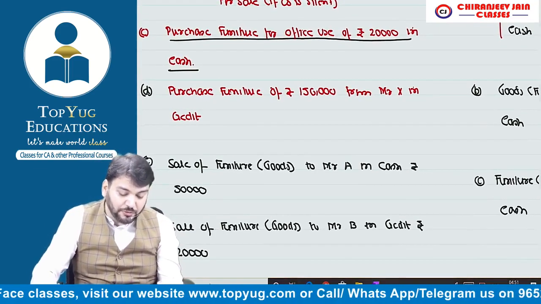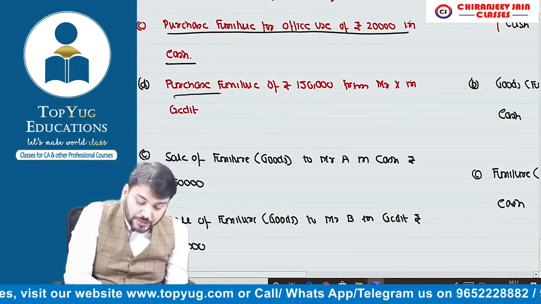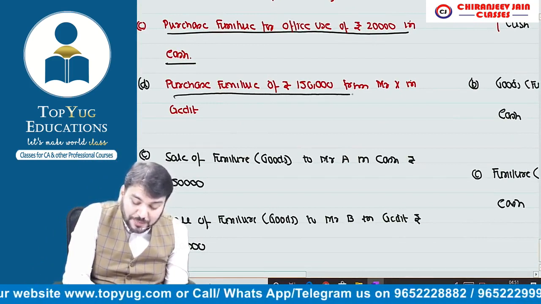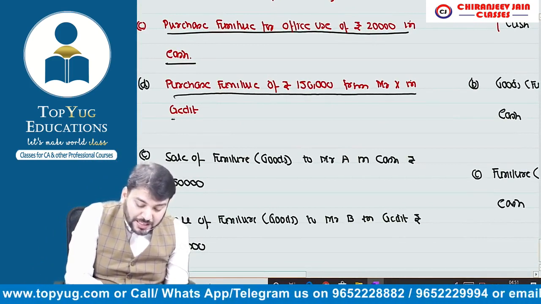Then point number D is what? Purchase furniture of rupees 1,50,000 from Mr. X in credit.